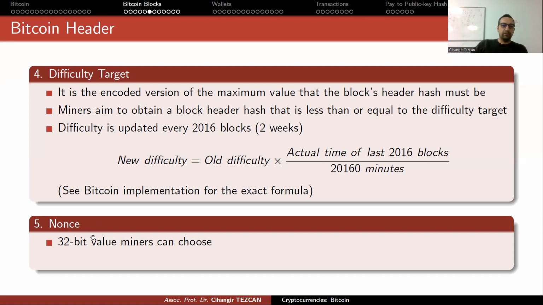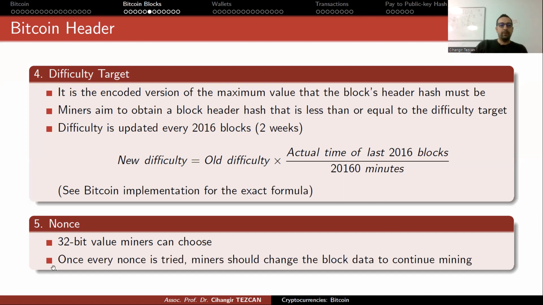So let's talk about nonce. This is a 32-bit value. Miners can choose as they wish. Once every nonce is tried, which is very easy because 32-bit means that you can try at most 2 to the 32 different nonce values, which you can do in less than a second on a GPU, not on an ASIC. On a GPU, you can try all of these nonces in less than a second. This means that ASICs try these many nonces in a very fast way.